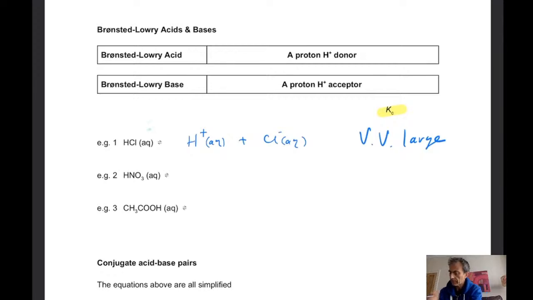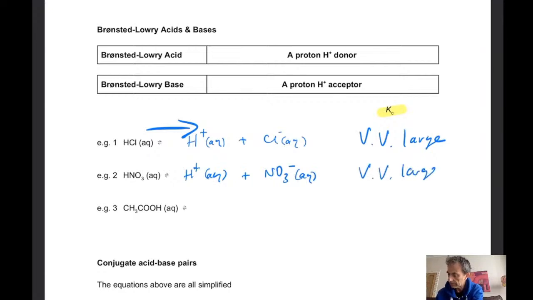Okay, the next one, nitric acid, dissociates into ions. So we have H plus (aq) and the nitrate ion NO3 minus (aq). And Kc for that is also very, very large. So I'll draw a big arrow like that.